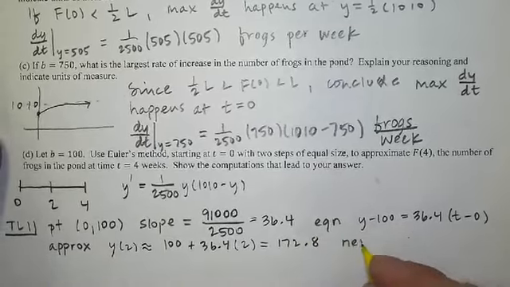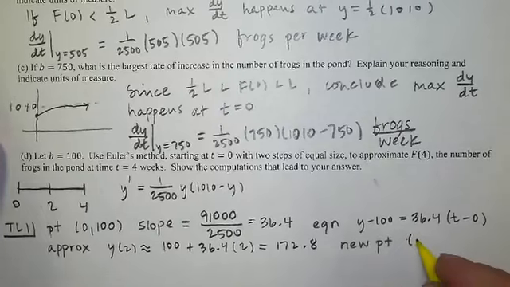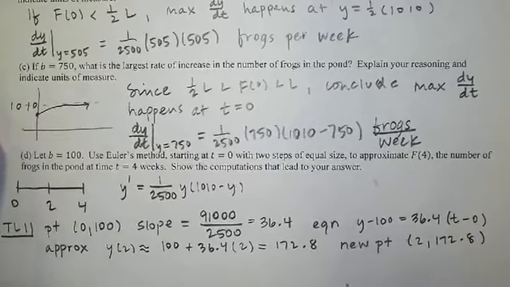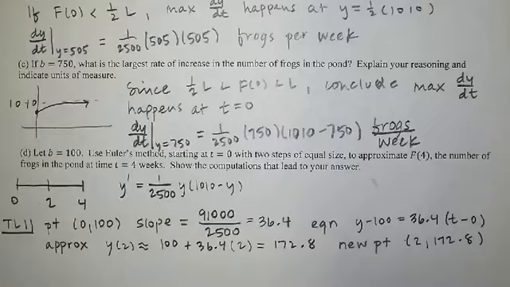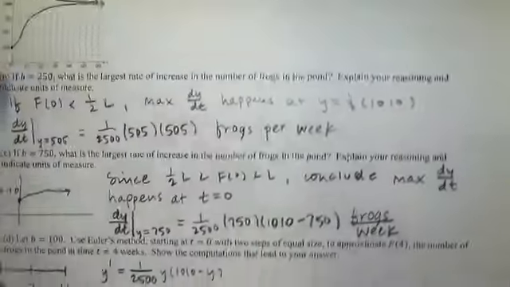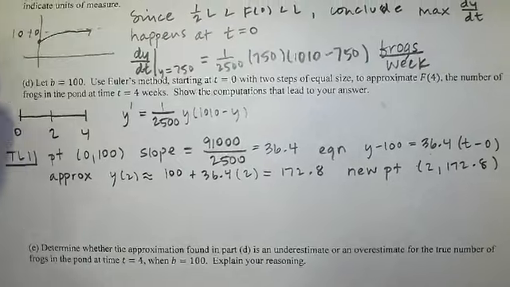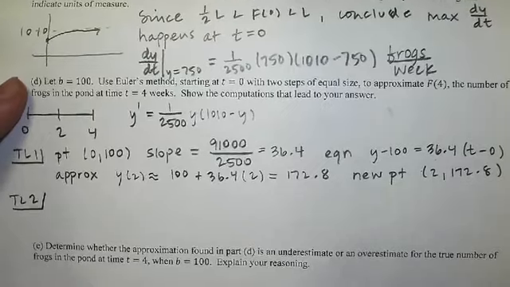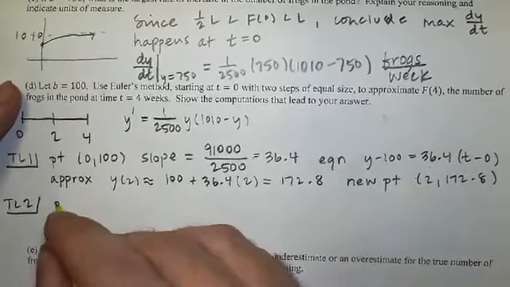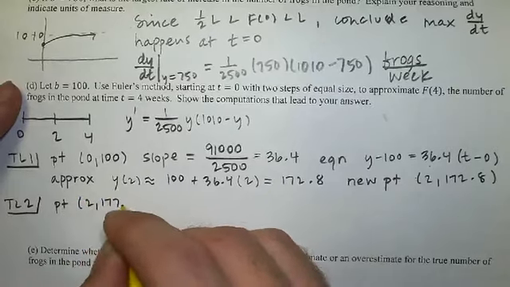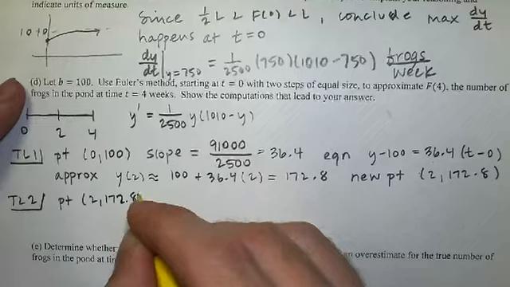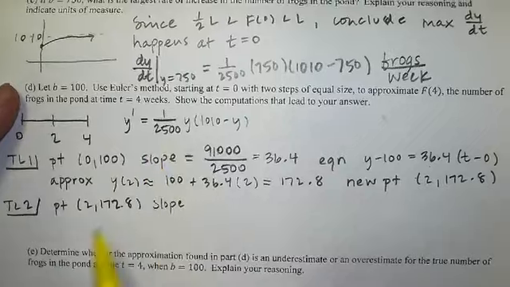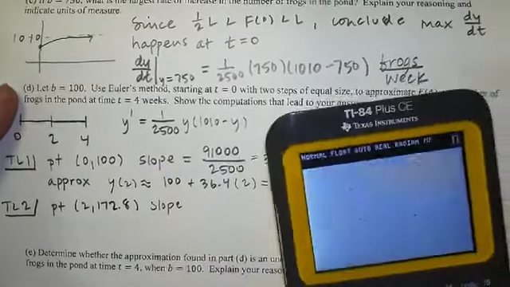Okay, then my new point is going to be t equals 2 and y is 172.8. All right, I'll just keep scrolling this on down. And I'm going to need a second tangent line. And that will be, okay, I've got my point, 2 and, wait, no, it's 172.8. The slope, if I have to plug this into that formula, there's no way I'm going to be able to do that with my level of arithmetic.